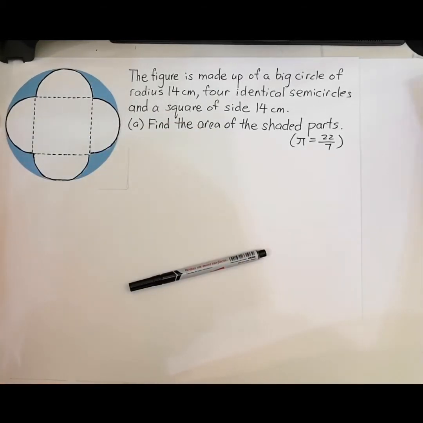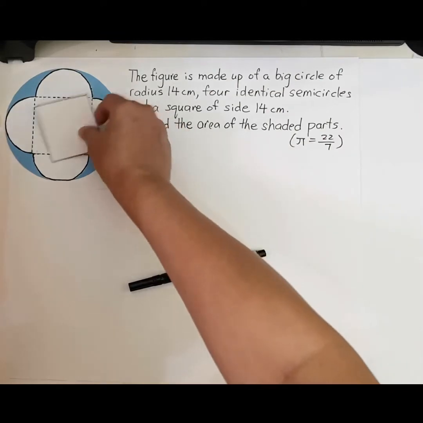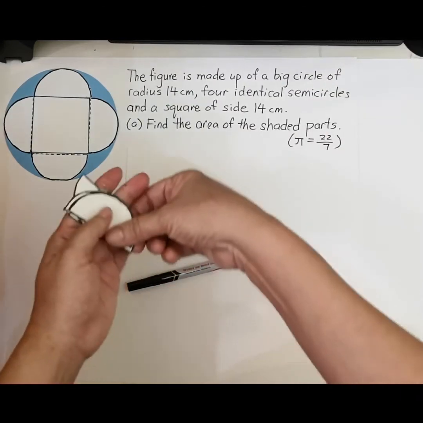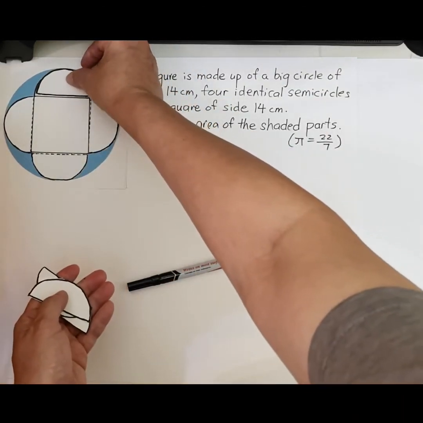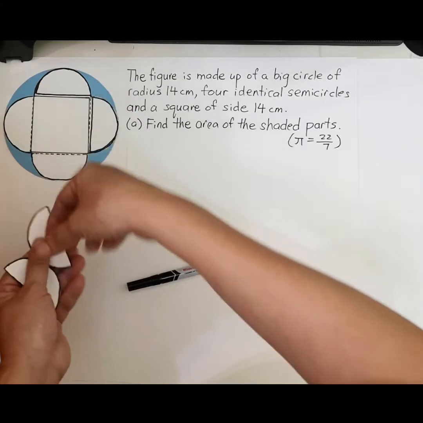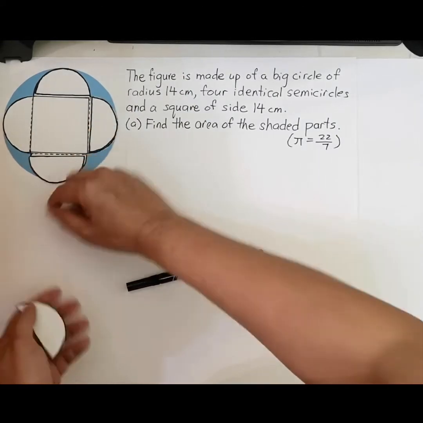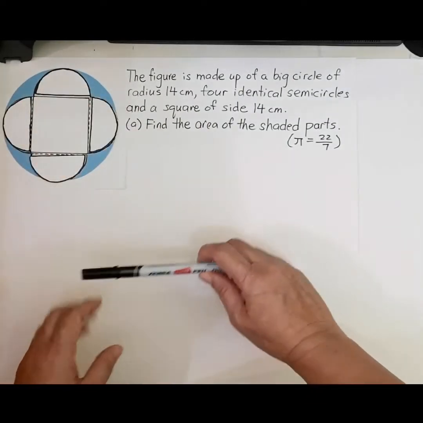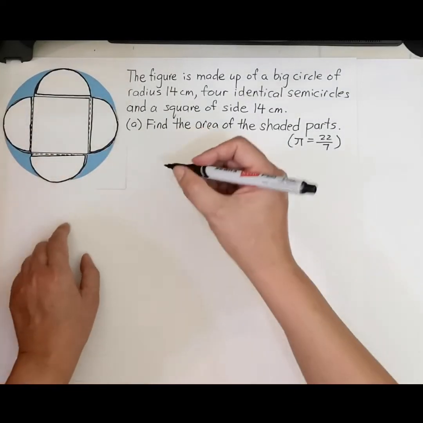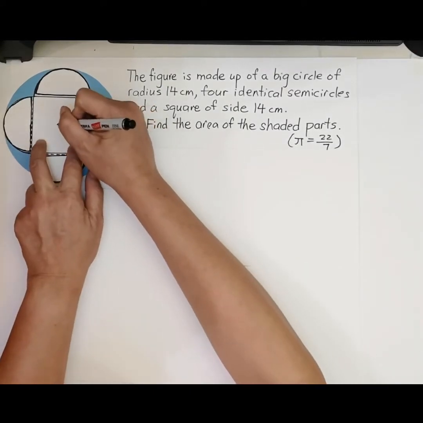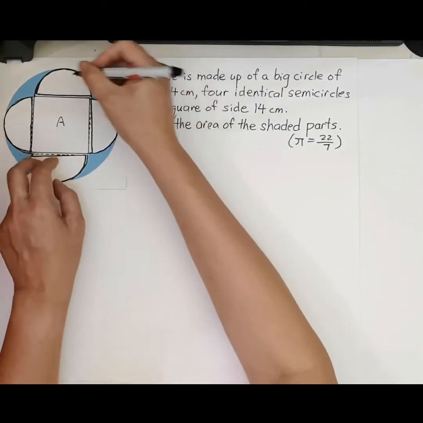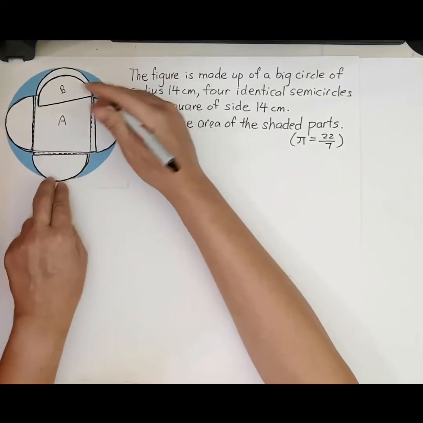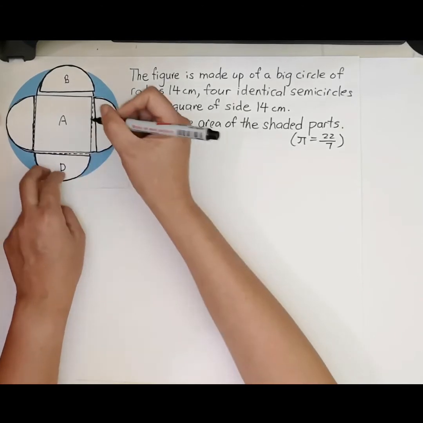You can see that the unshaded parts are made up of a square and 4 semicircles here. 1, 2, 3, 4. Okay, let us name the square A, and then the 4 semicircles will be B, C, D, and E.